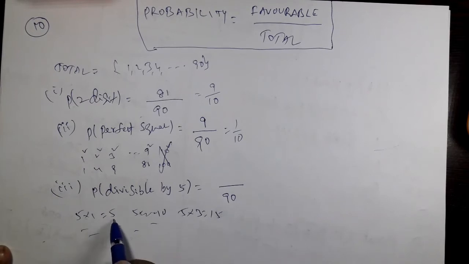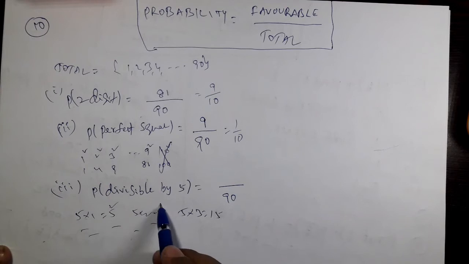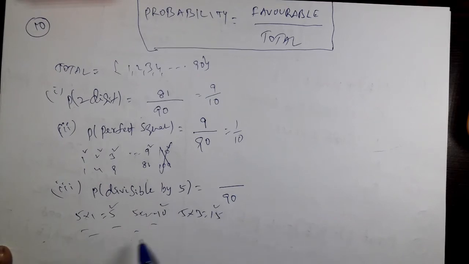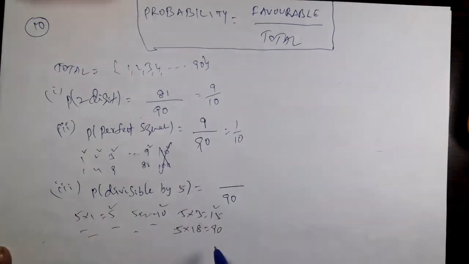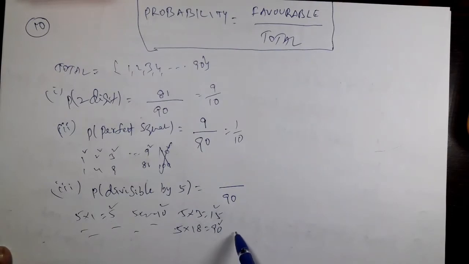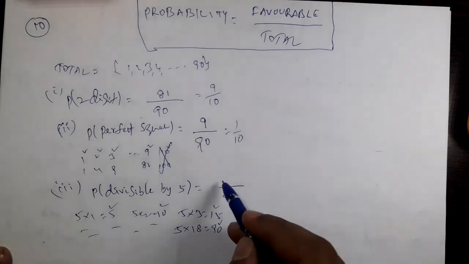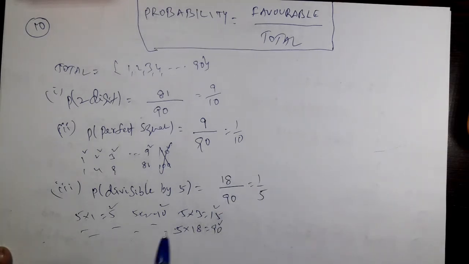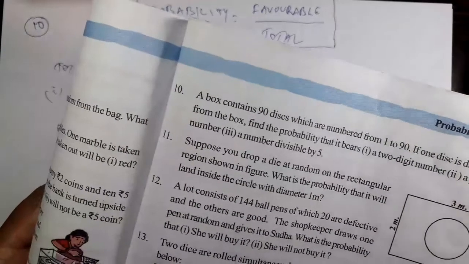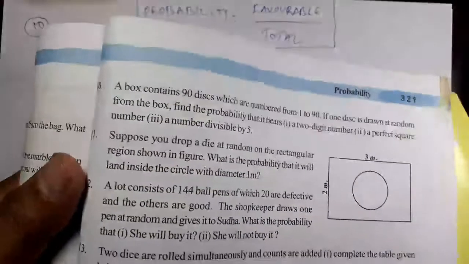They are all 5, 10, 15, all are divisible by 5, right? And so on. 5 into 18 is 90, which is also there inside this. That is also divisible. 5 into 19 is 95, which is not there, of course. So that's all up to this. That is multiples of 5 up to the 18th multiple. That is, 18 such numbers are there. So all those 18 are favorable. So your answer is 18 by 90. That is the third part.